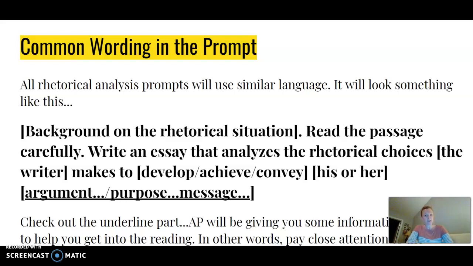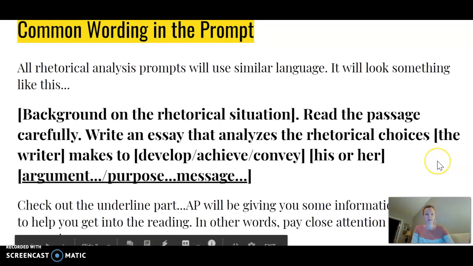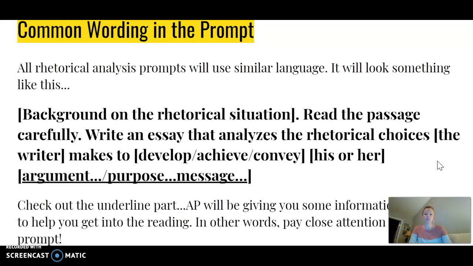So this last part, it's interesting. I've been reading and watching a lot of the stuff that they're putting out through AP College Board right now, and they talk a lot about how that last section is kind of like a hint, which I think is an interesting way. So that underlined part there, it's where AP is actually going to be giving you some kind of information or direction to help you get into the reading. So I'm going to call it a hint.